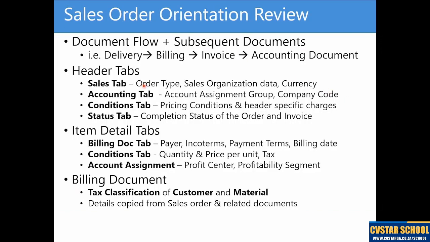So as an overview, remember you've got a document flow where you can look at the subsequent documents. In our example, there wasn't a delivery before the billing, but remember after the order you often have deliveries, billing, invoice, and the invoice is what generates the accounting document itself. On the header tabs, these are the ones we navigated to look out for. Mainly pricing conditions are the most important ones, and in the status. Under the item detail, again, conditions and account assignment are important. And in the billing document as well, tax classification of the customer and the material helps drive the detail. And remember, most of the details on the billing document are copied from the sales order and related documents.